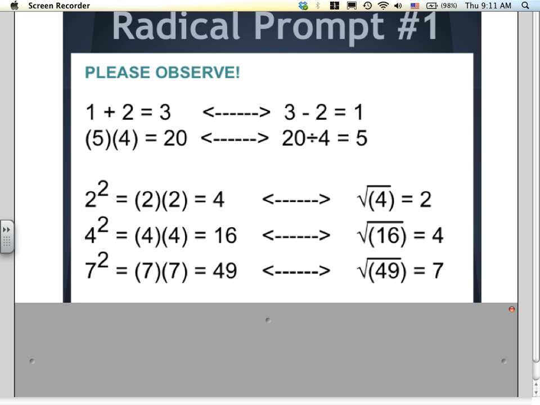Radicand, okay? So the radicand lives inside this house, and we call this house the radical. But if you notice, the radical, in this case the square root, is like the anti-squaring, isn't it? It kind of undoes everything that the square does to a number.